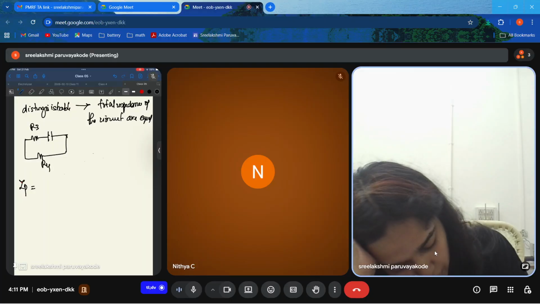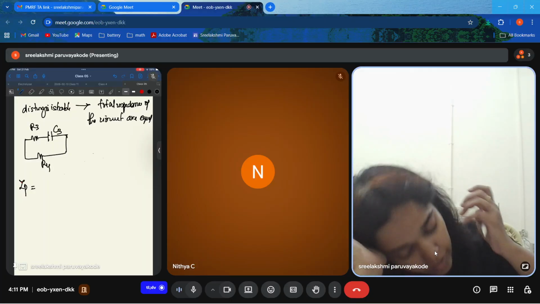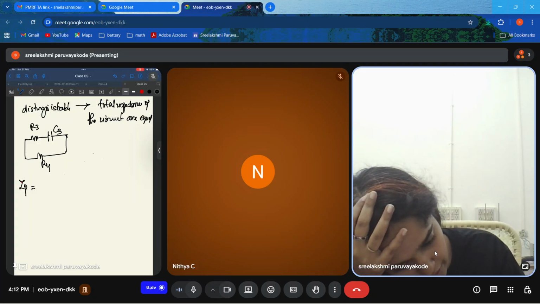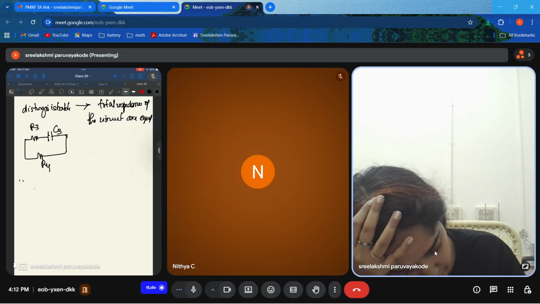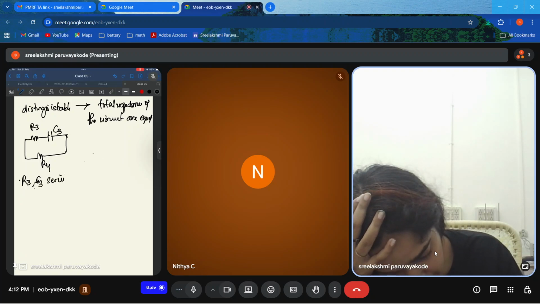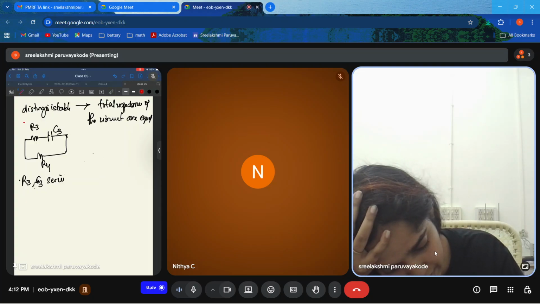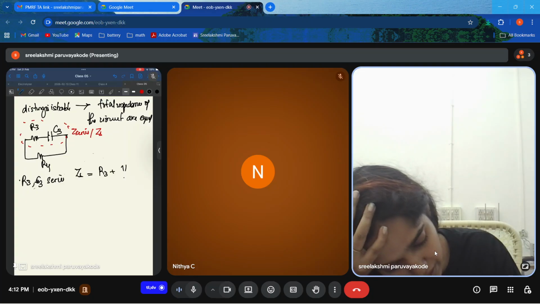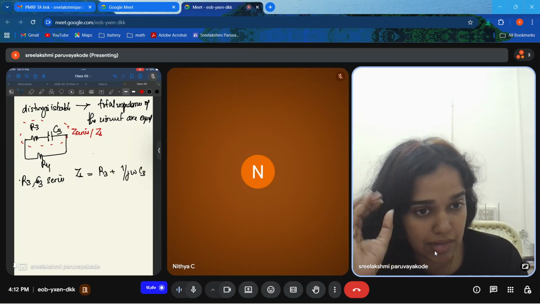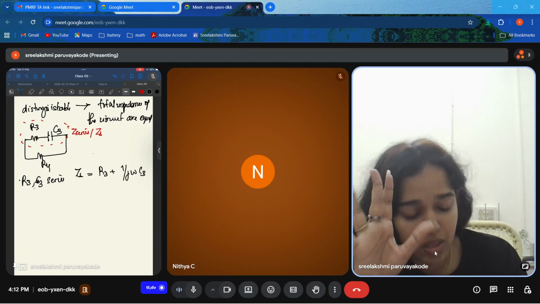Three, R4, C3. So here, R3 and R4, they are in series. So in that line, Z series. Let me name this as Z series, or ZS. So ZS equal to R3 plus 1 by j omega C3. Why j omega C3? Because 1 by j omega C3 is the impedance of a capacitor, and that is in series with the resistor.